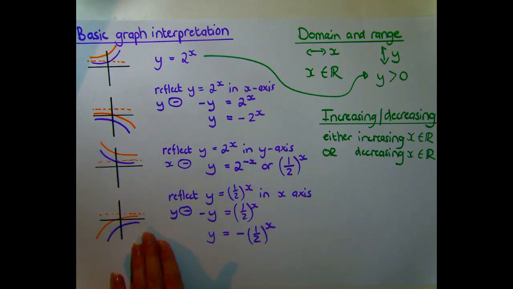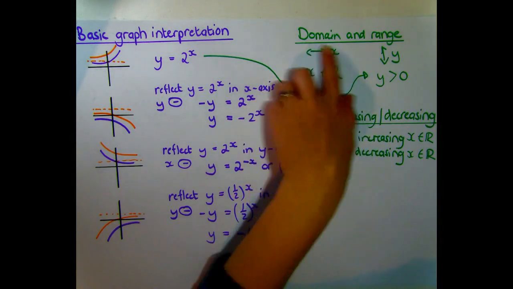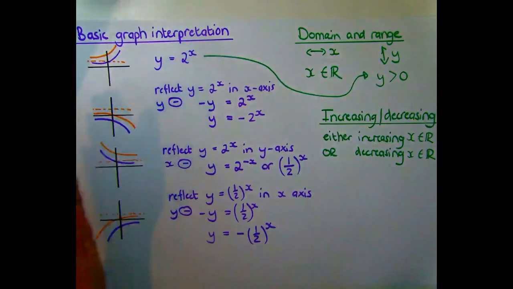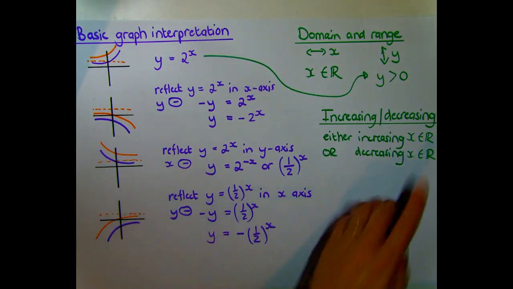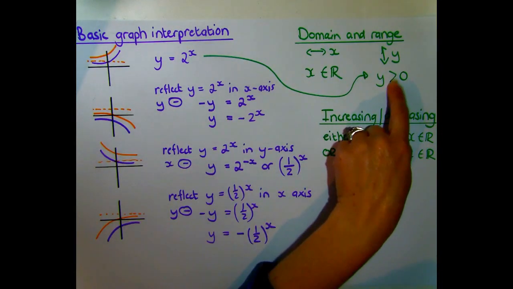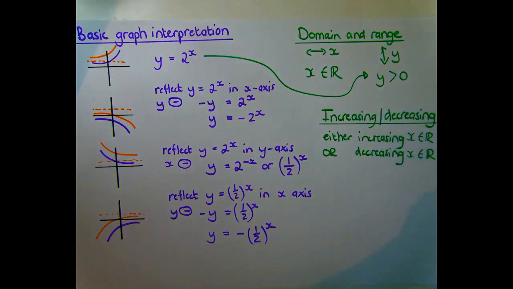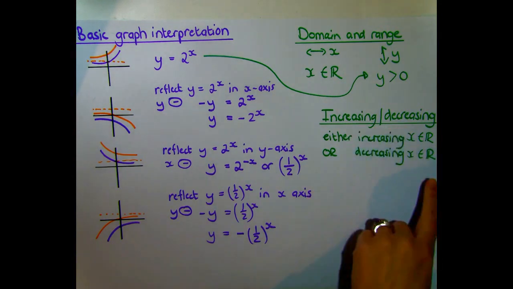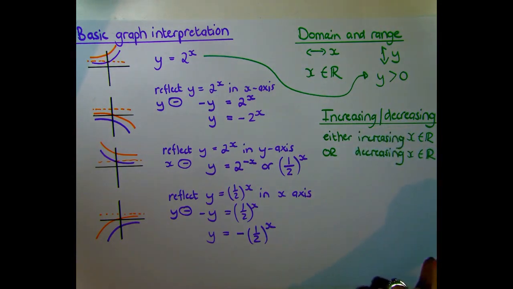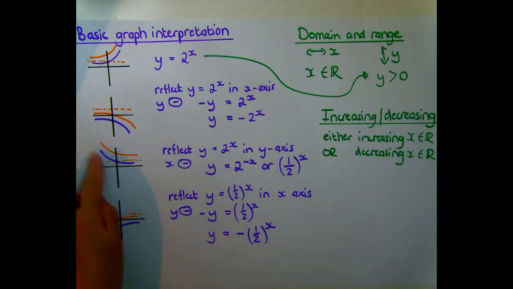Domain and range are pretty similar to what you've done before in other functions. You're going to get anything for any x values because it can go any way, left or right, but your y value is going to be restricted by the asymptote. It's either going to be from the asymptote upwards or from the asymptote downwards. These graphs either increase or decrease for all values of x. So these two increase and these two decrease for all values of x.